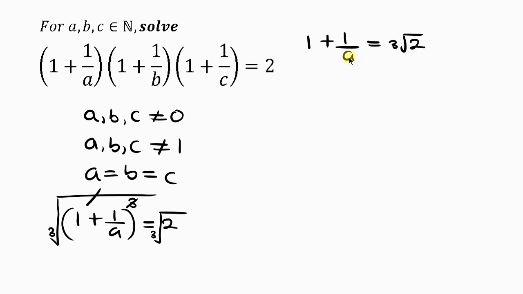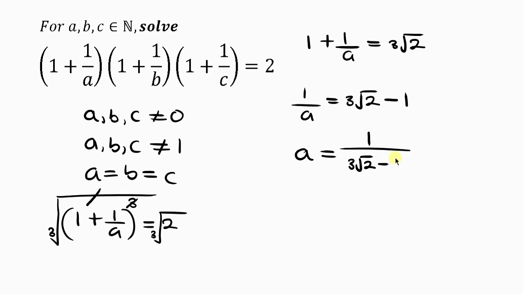And since I'm looking for a, my next step is to move 1 to the right-hand side so that I have 1/a equal to the cube root of 2, and as 1 crosses to the right, it becomes minus 1. Then, in order to get a, I'm going to take the inverse of both sides. So the inverse of 1/a is a. This is equal to the inverse of the cube root of 2 minus 1, which is 1 all over the cube root of 2 minus 1.